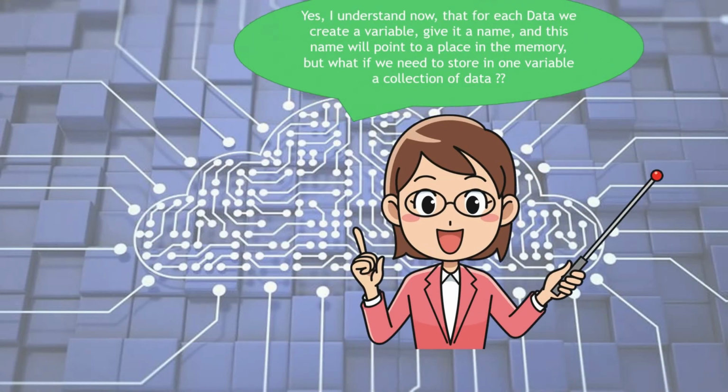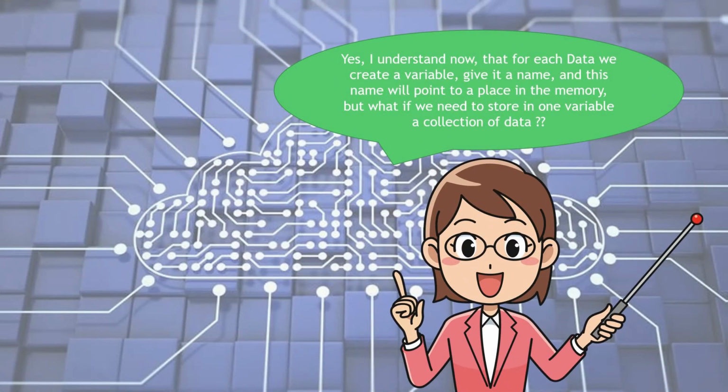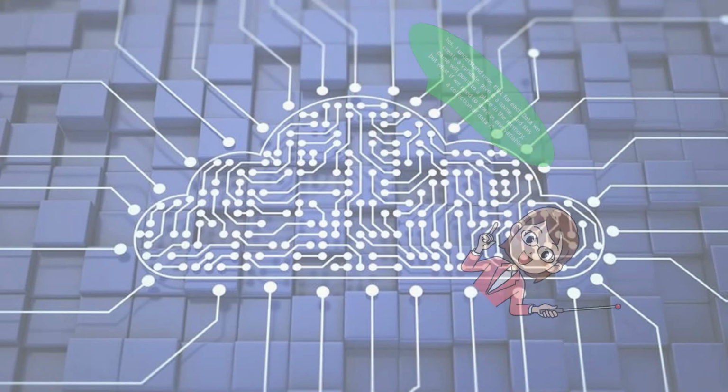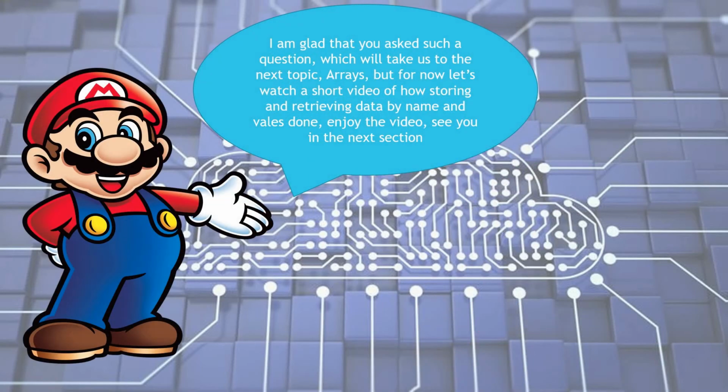Okay, so now for each data we create a variable, correct, and give it a name, correct, and this name points to a place in the memory that we call an address. But what if we need to store a collection of data in one variable? Good question, by the way. I'm glad you asked, which will take us to the next topic, arrays, where we can store in one variable a collection of data of the same type.